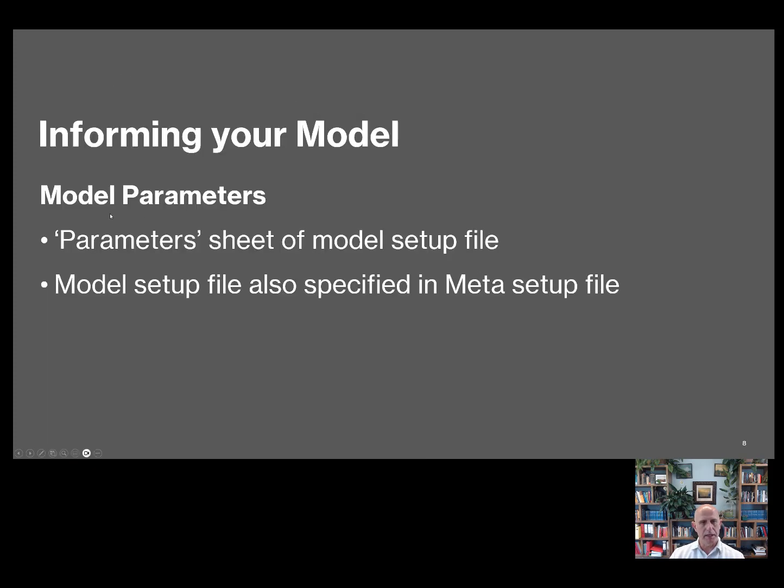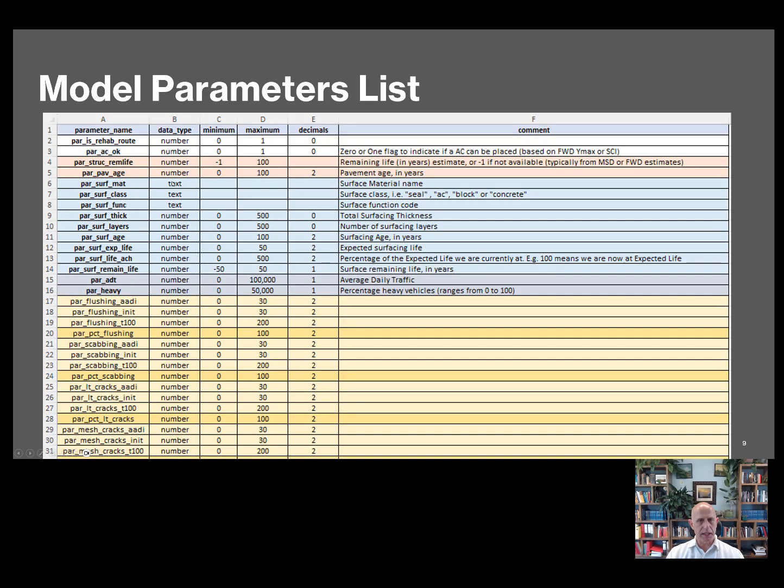The second element then is model parameters. How do we tell the model about what our model parameters are? The first way to do that is through the parameter sheet of our model setup file. And that basically looks like this. We have a sheet in our model setup file which defines the different parameters, their data types, minimum, maximum, the number of decimals, and optionally you can have a comment field to comment on what these model parameters are.